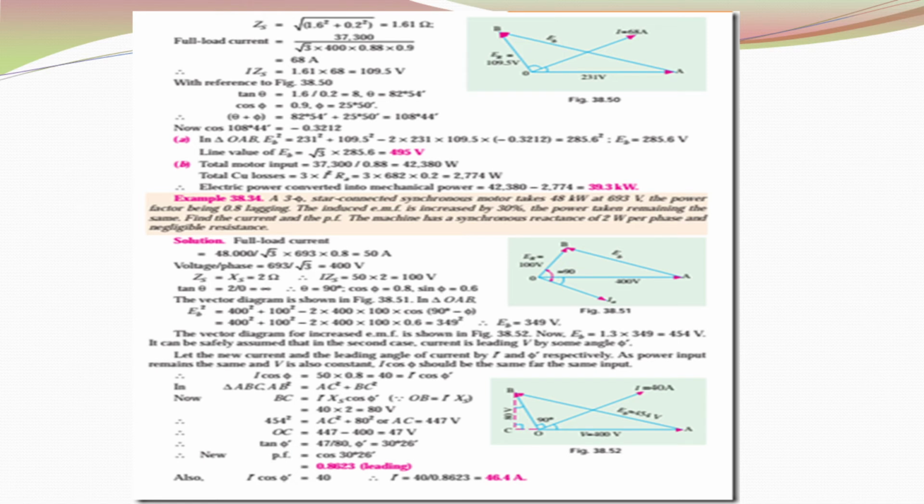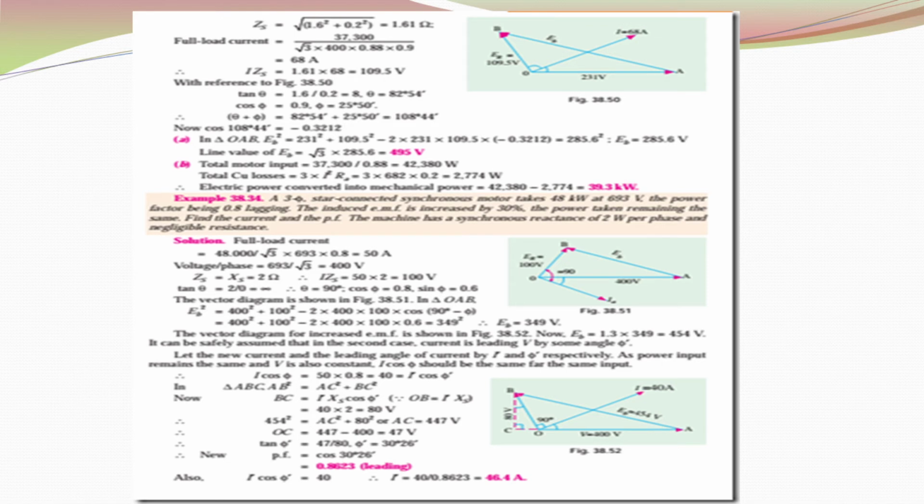Okay. Next numerical we will see. A 3-phase star connected synchronous motor takes 48 kilowatts at 693 volts. The power factor is 0.8 lagging. Induced EMF is increased by 30%, the power taken remaining the same. Find the current and the power factor. The machine has a synchronous reactance of 2 ohms per phase and negligible resistance.